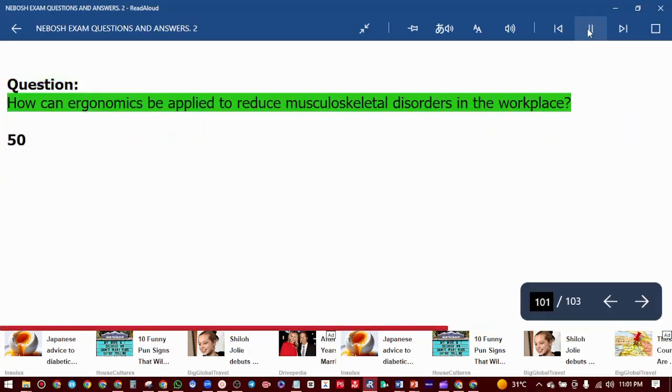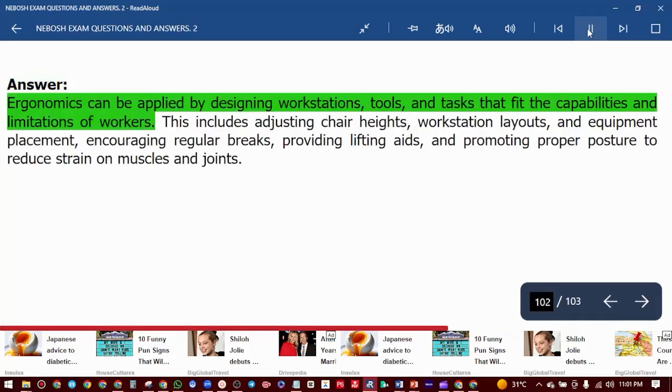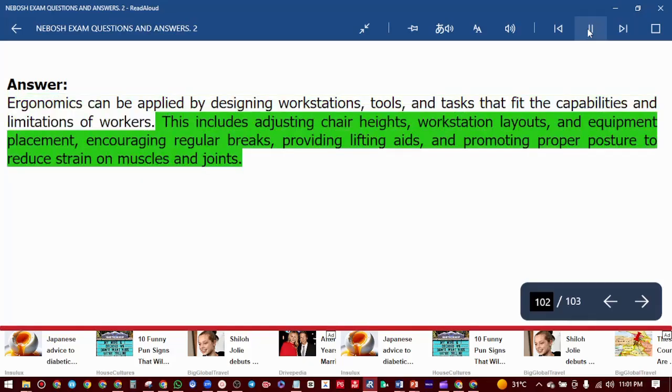Question: how can ergonomics be applied to reduce musculoskeletal disorders in the workplace? 50. Answer: ergonomics can be applied by designing workstations, tools, and tasks that fit the capabilities and limitations of workers. This includes adjusting chair heights, workstation layouts, and equipment placement, encouraging regular breaks, providing lifting aids, and promoting proper posture to reduce strain on muscles and joints.